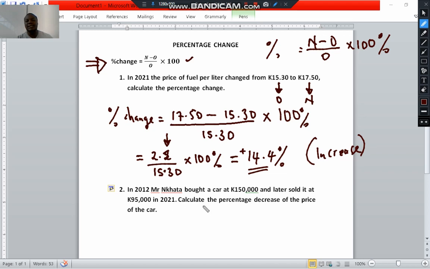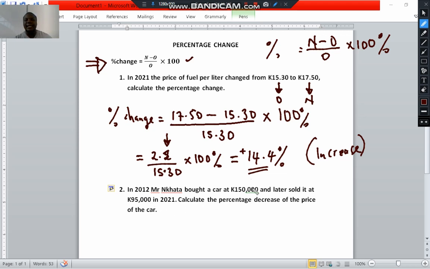Now let's look at one last example. This one is just a practical question that I changed a little bit. Question 2 says, in 2012, Mr. Nkata bought a car at 150,000 kwacha and later sold it at 95,000 kwacha in 2021. Calculate the percentage decrease of the price of the car. So Mr. Nkata bought a car at 150,000, later sold the same car at 95,000 kwacha, and the question asks for the percentage decrease in the price of the car.